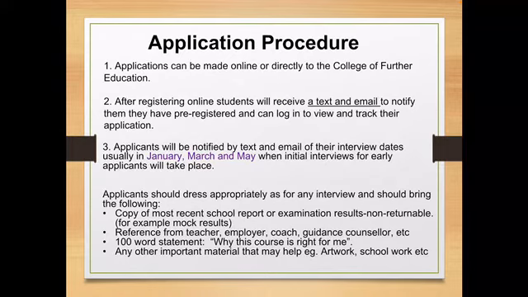The application procedure is slightly different to the CAO. Applications are made online or directly to the College of Further Education. After registering, the students will receive a text or an email to notify them they have pre-registered and they can log in to view or track their application.